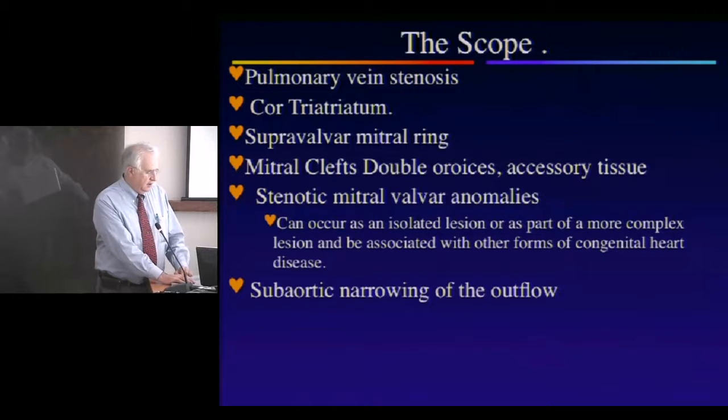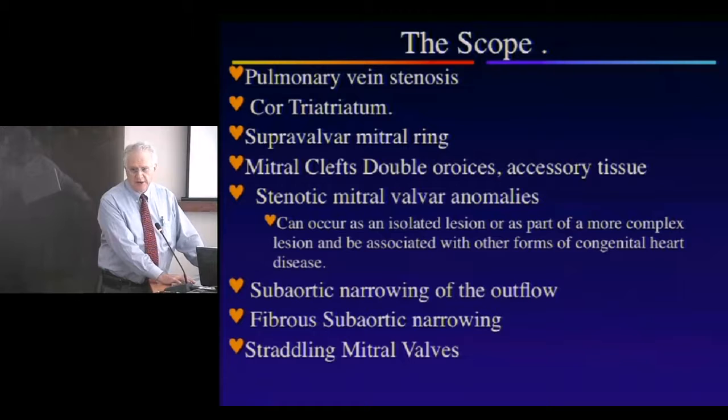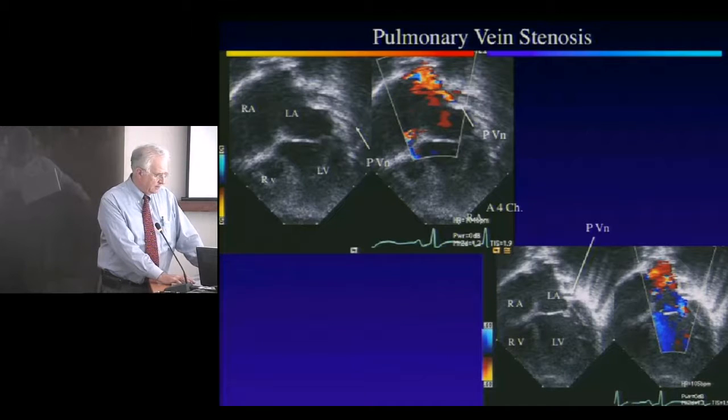Right. I agree. I thought your presentation was perfectly classified. It really made it crystal clear to me. So subaortic narrowing, fibrous subaortic ridge. I was going to discuss straddling valves, but I really think that it's out of the purview of today's session, so we're discussing it elsewhere.